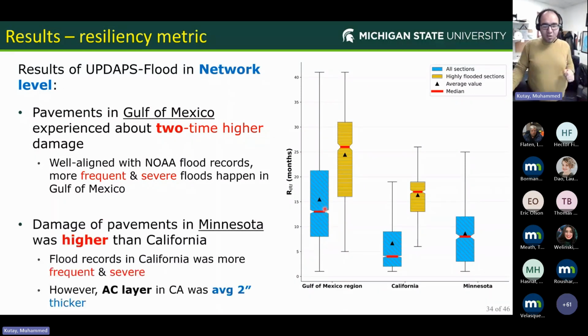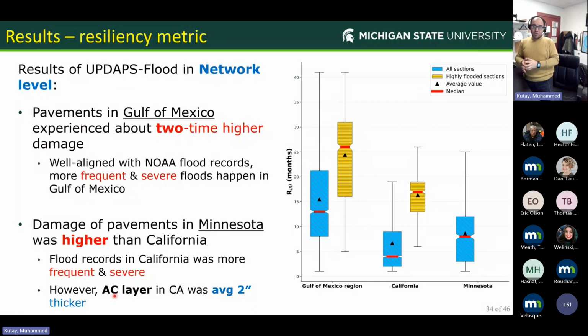The next thing you can see is that the pavements in Minnesota are experiencing higher damage than the pavements in California. When we checked that with the flooding records, we saw that the pavements in California actually experience more frequent and severe floods. But they have better resiliency against flooding, which means that the resiliency metric is lower, so they lose fewer months of the service life. When we dug deeper, we saw that the AC layers in California were on average about 2 inches thicker than those in Minnesota.